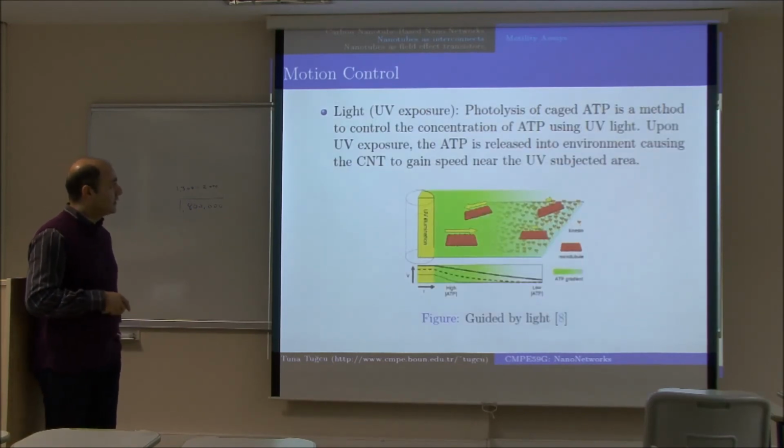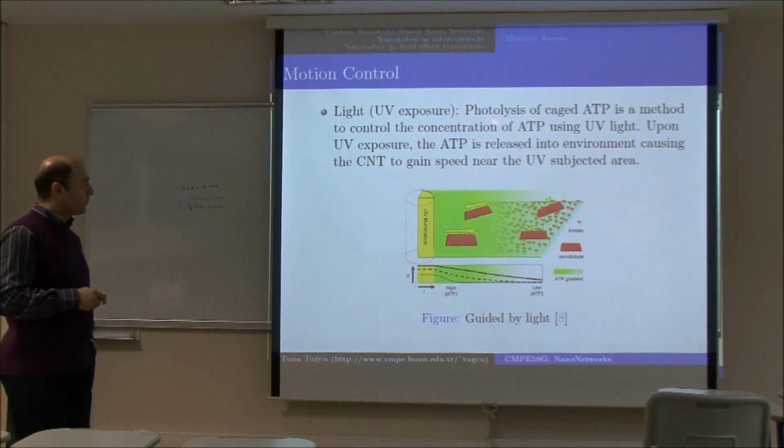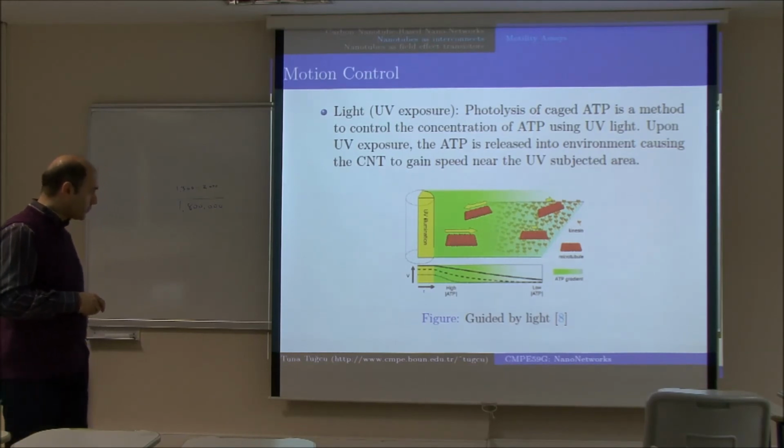Another one is light, specifically ultraviolet light exposure. What you do is, this time you put caged ATP, that is ATP which is somehow deactivated, it's caged, and in order to uncage it, make it active, what you do is you provide ultraviolet light.